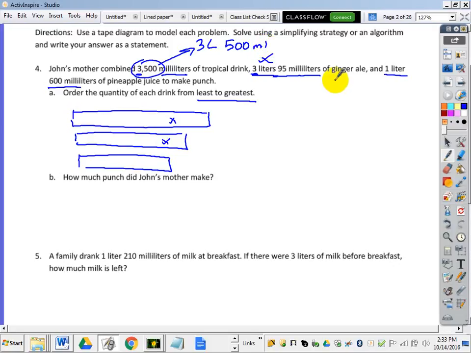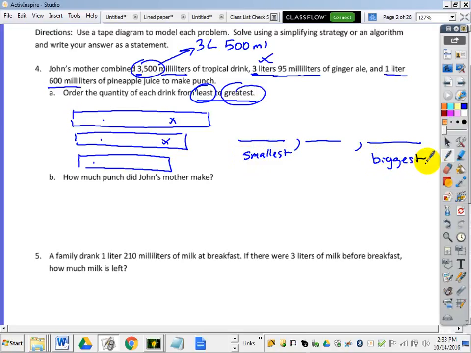I get it. Okay, so now I just put my answers in the right order from least to greatest. Now this is the least one and this is the greatest one. So least to greatest. Now I write my answers. Okay, so I've ordered them from least to greatest. I can see the tape diagram. There's the smallest, there's the biggest. Just make this the smallest and this one the biggest. Okay, cool. How much punch did John's mother make?